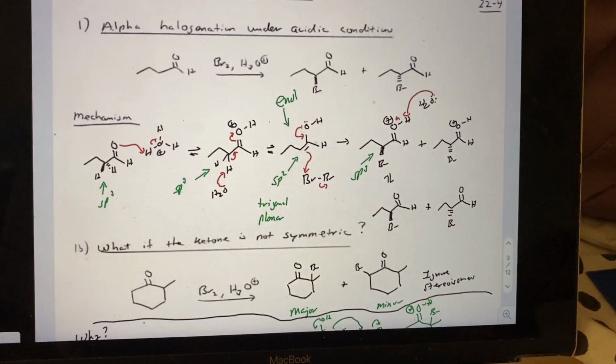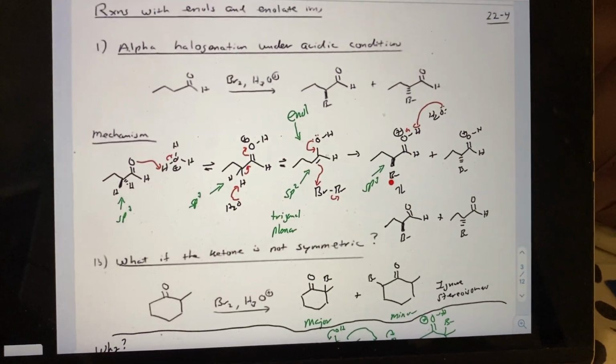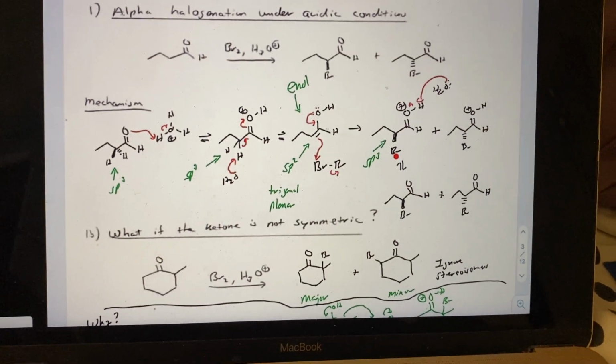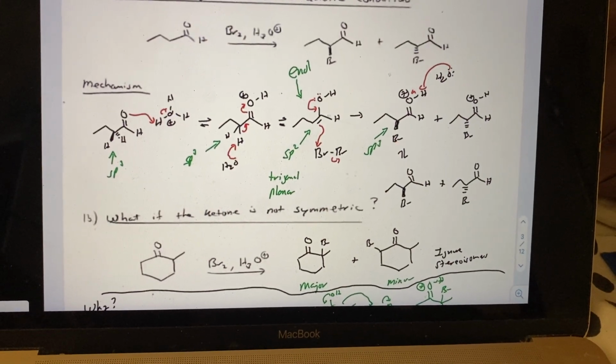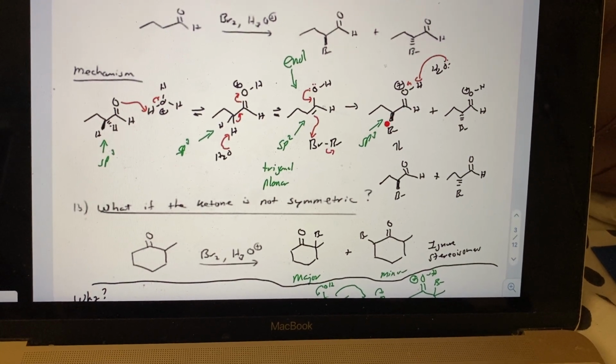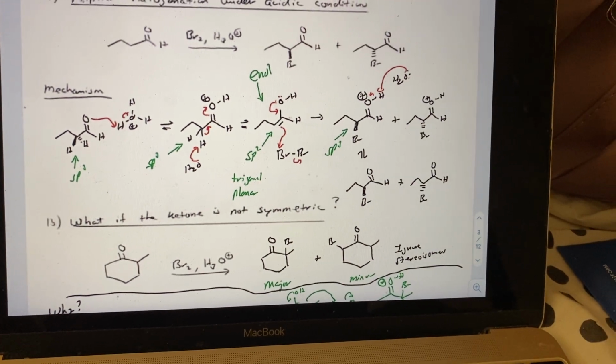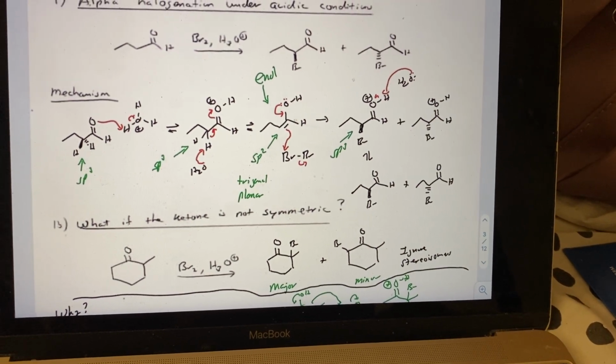Now, one thing you'll also notice is when we did the halogenation reaction here, under acidic conditions, we only added one bromine. We didn't keep on adding bromines. This is an important difference between the acid and base conditions here, in that as we add a bromine here, we would actually make the proton more acidic. We would also destabilize the formation of the enol intermediate.